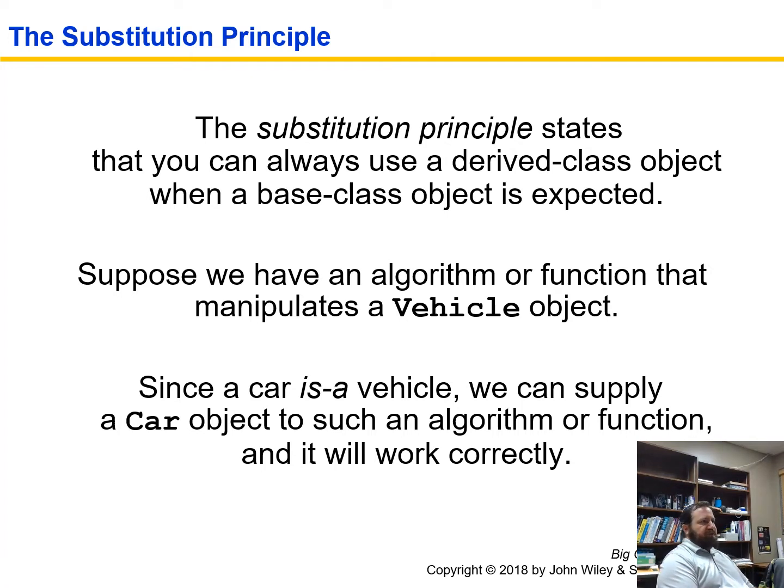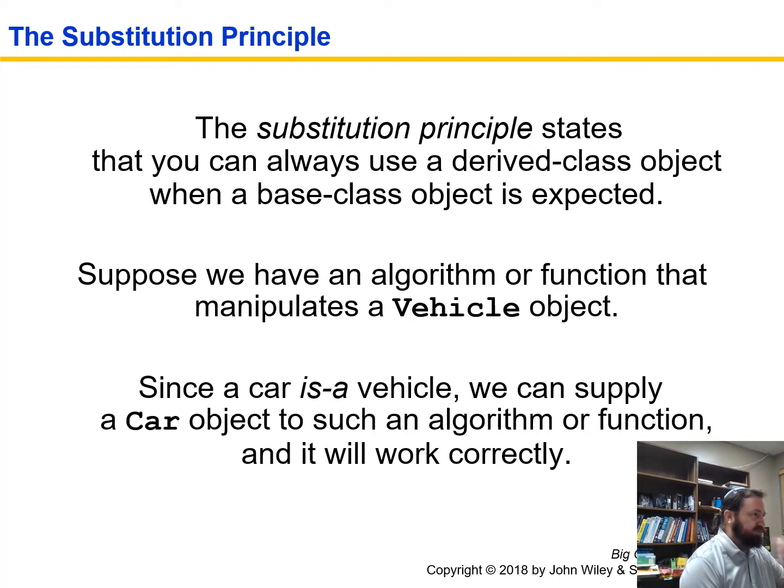The substitution principle states that you can always use a derived class object when a base class object is expected, because the derived class object inherits all the properties and all the behaviors of the base class object. It may redefine some of those properties and behaviors, but it has at least an equivalent of all those things. So if vehicle has a method, a member function, go somewhere, then a motorcycle inherits go somewhere, a car inherits go somewhere, a delivery truck inherits go somewhere.